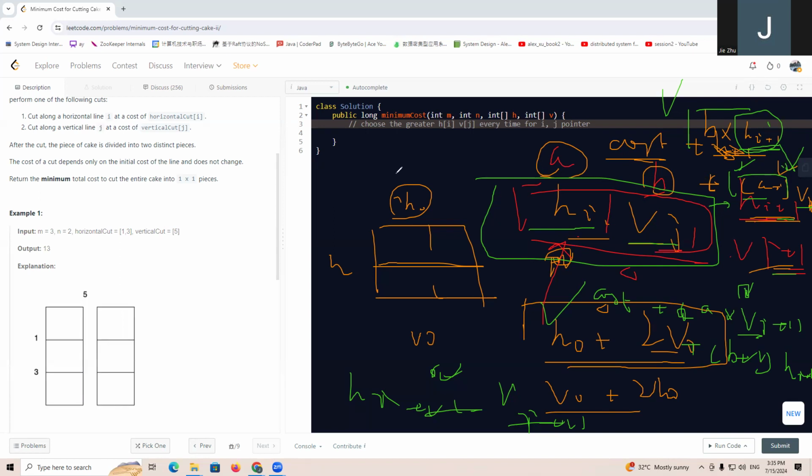So we use mathematical induction to prove the correctness. That is, for every I pointer and J pointer, if the horizontal cost is greater, then we cut horizontal. If the vertical cost is greater, then we move the J pointer, right? So then we can write the code, right?